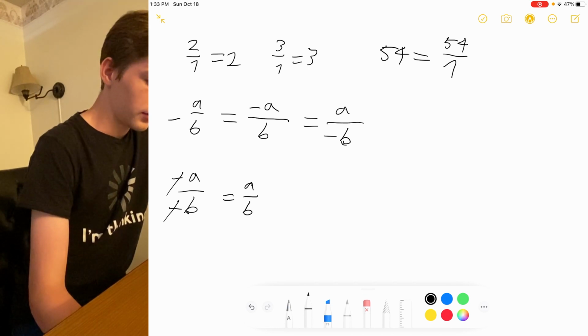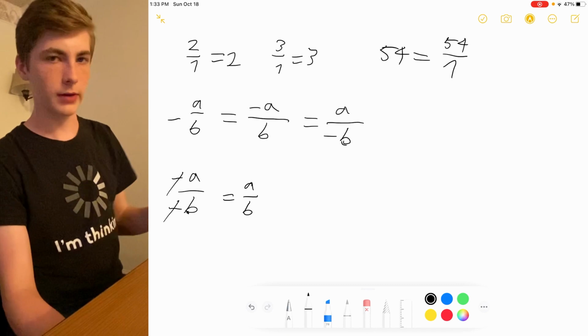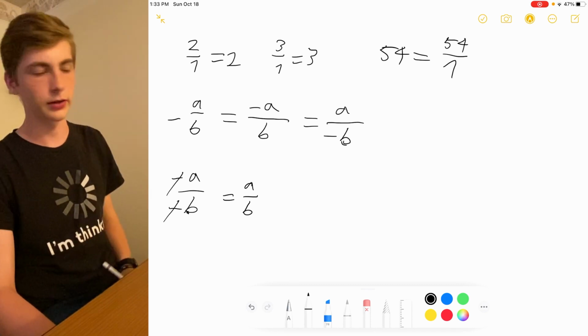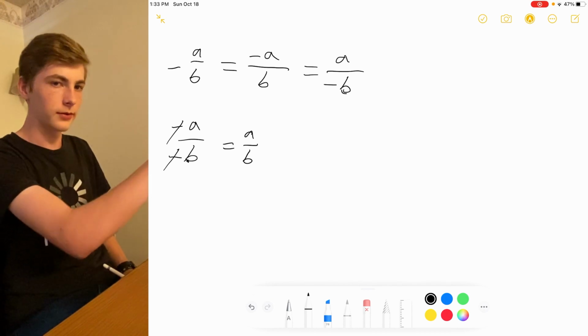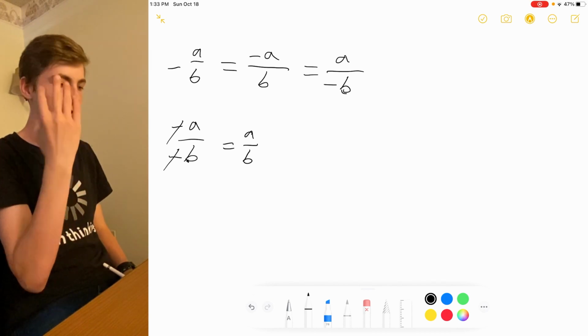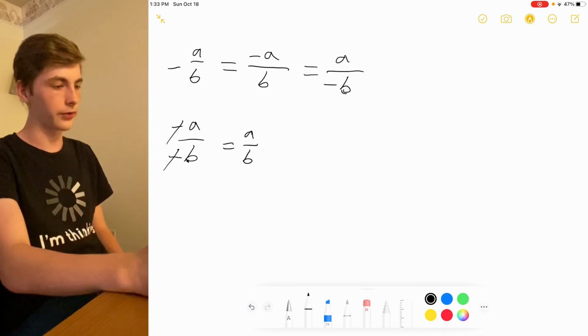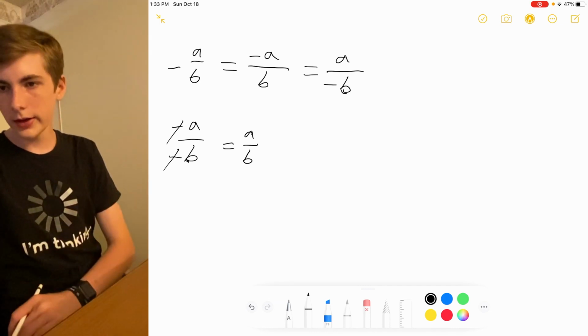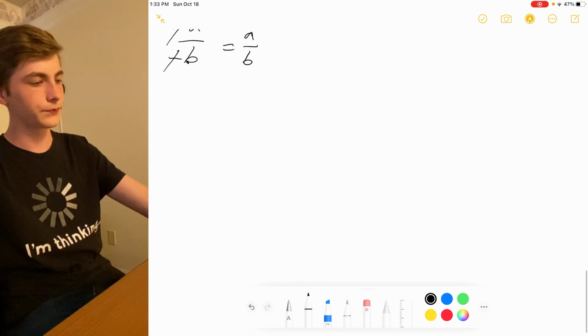But if you have just one negative sign floating around, it doesn't matter if it's on the top or bottom. Put it wherever it's convenient, as long as you keep only one, right? If you add another one, then that is incorrect. But if you just keep the one, it doesn't matter where you put it on that fraction. Okay, so now that we have all that, we can move on to the multiplication and division of fractions.